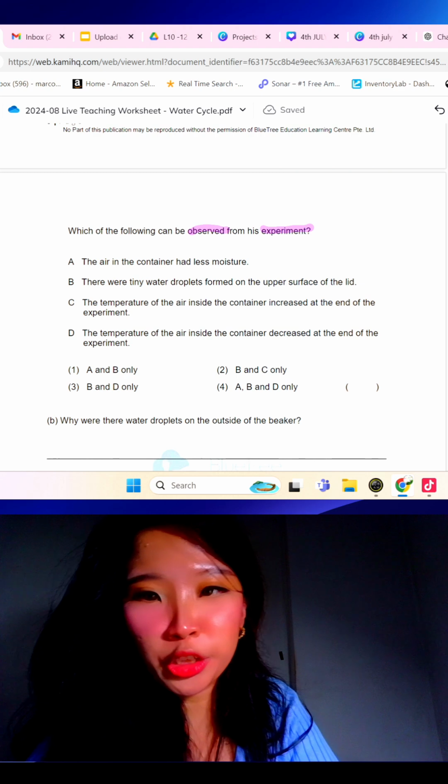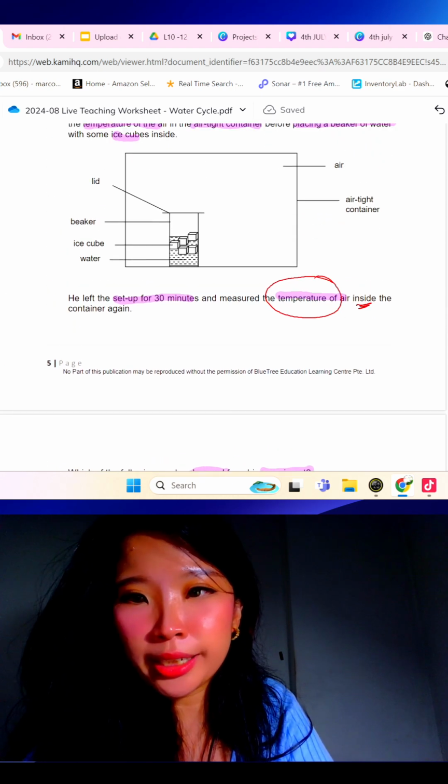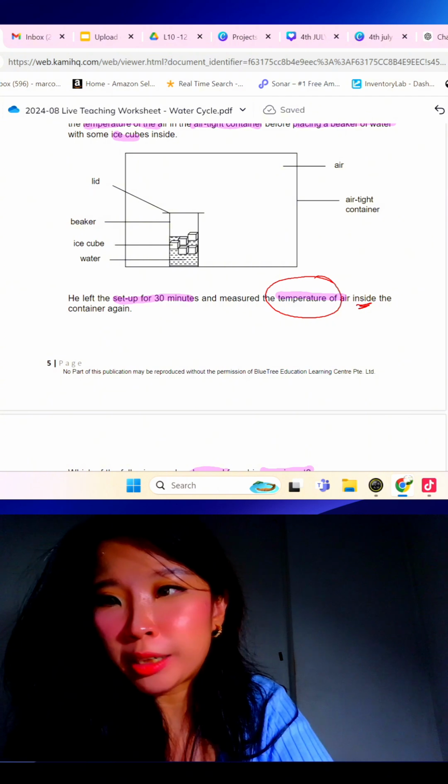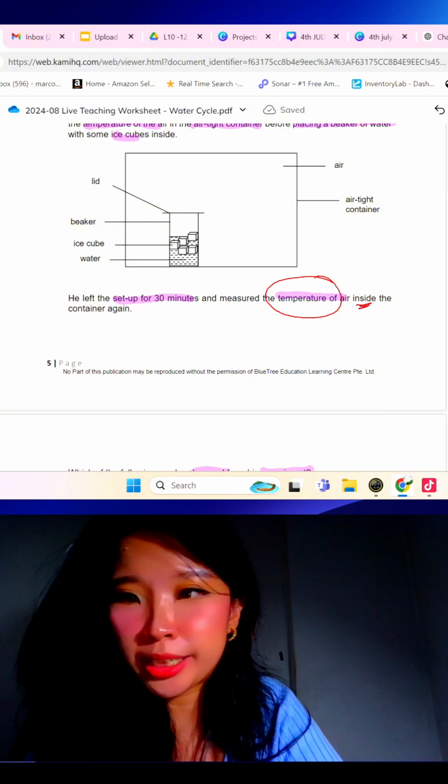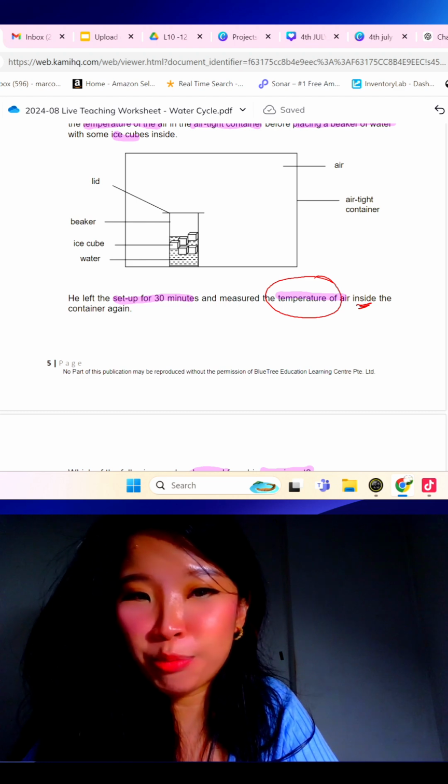Okay, less moisture. Okay, so we need to know something. So there's airtight, there's ice cube. So most probably there will be condensation happening, right? Make sense? Make sense not?